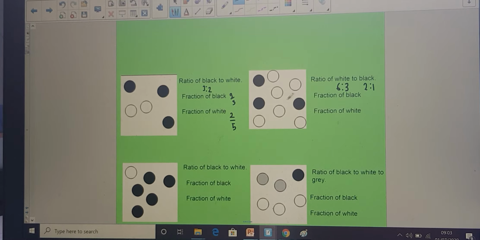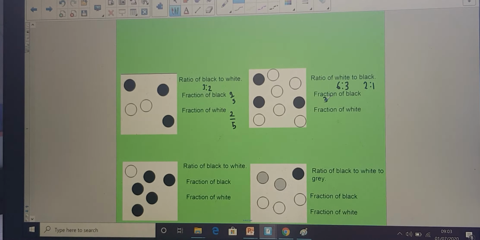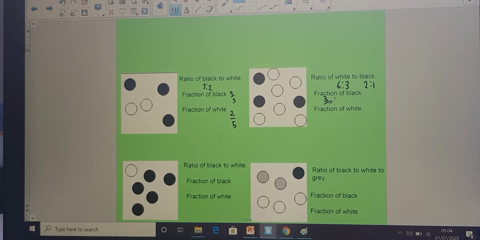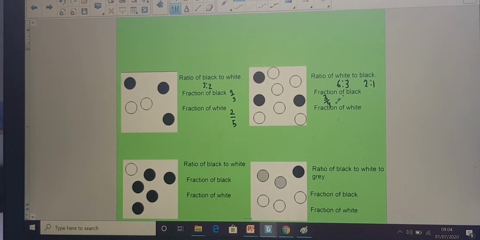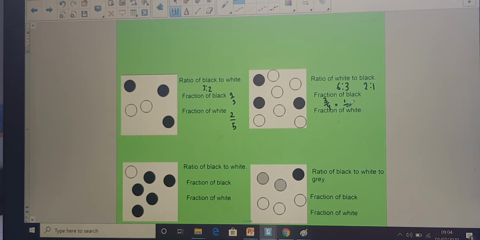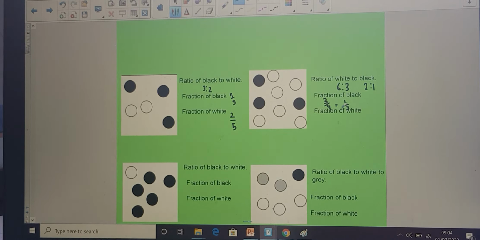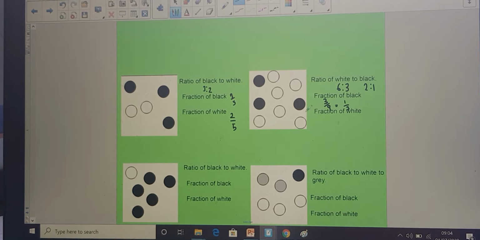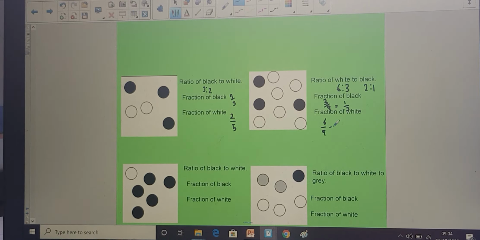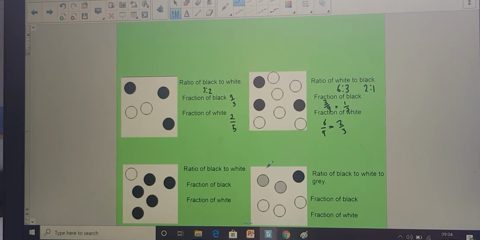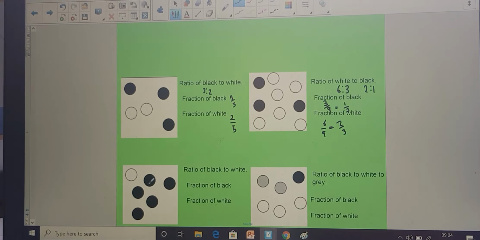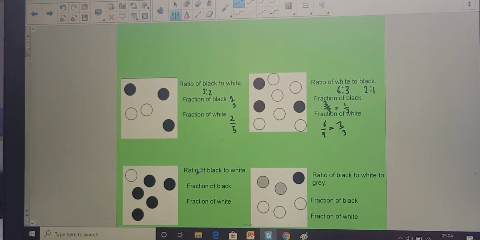So when we look at the fraction of black, which is 3 over 9, that can be simplified to 1/3. I didn't ask for it in its simplest form, so I would have accepted either, but it's good practice to try to simplify where possible. So fraction of white, there are 6 white out of 9 counters in total, so that would be 2/3. And ratio of black to white is 1, 2, 3, 4, 5 to 1.